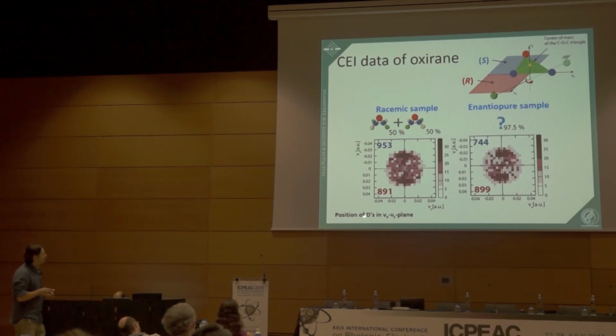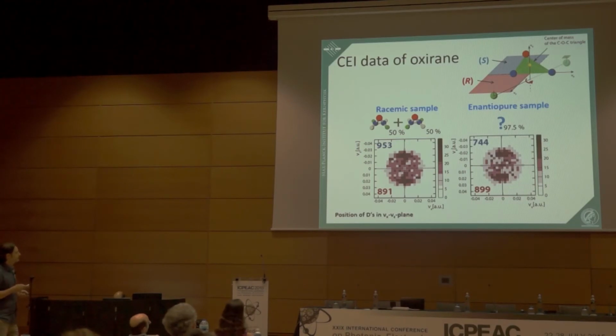Here we see the position of the Ds in exactly this plane, and the numbers I show you here are the numbers of Ds in exactly the according quadrant. A red number indicates R configuration, as a blue number indicates S configuration. The racemic sample is by chance slightly asymmetric, but already here the enantiomer sample shows that we have the R configuration of the molecule in there.